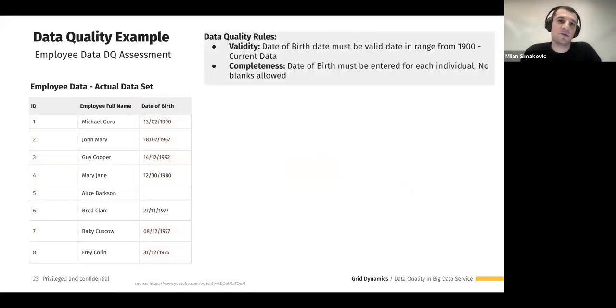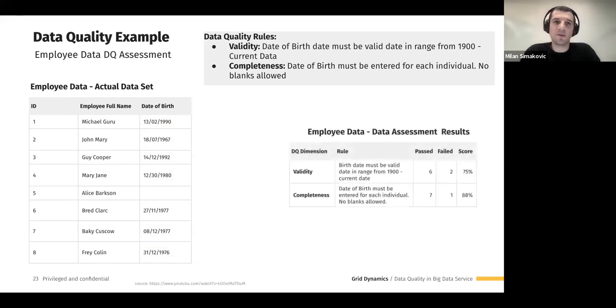Once we figure that out, we go to the second step, that is data quality assessment. Now we define 2 data quality rules, so we'll have a consistent example through all the slides. First rule is validity. We already mentioned this one. The date should be in the range between 1900 and the current date. And the second one is completeness, so we don't allow blanks. Once we define the rules, we now run the data quality assessment, and we see that based on our rules, for validity we have a score of 75%, and for completeness we have a score of 88%.